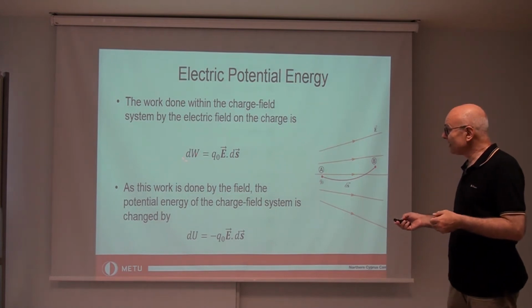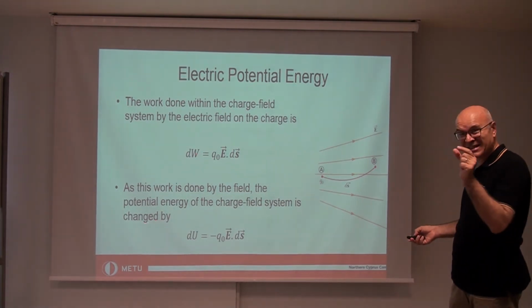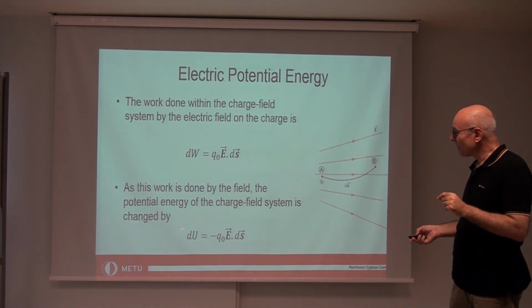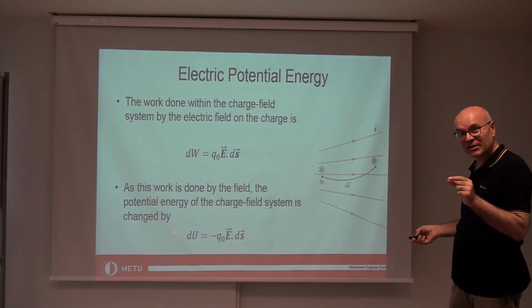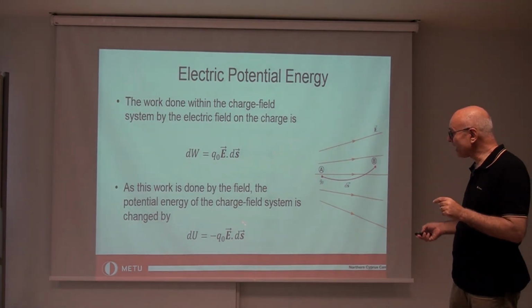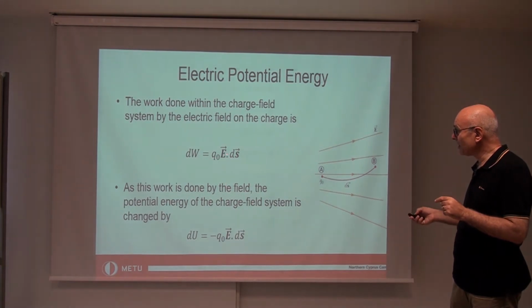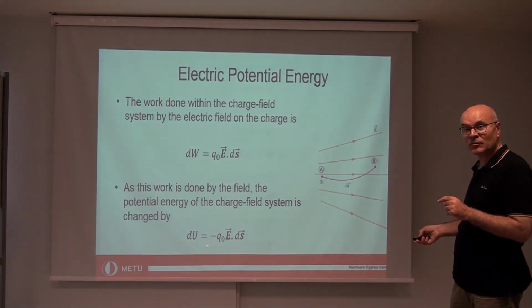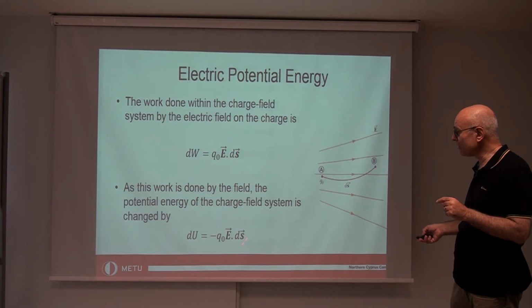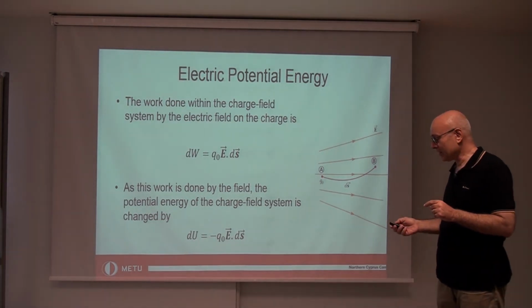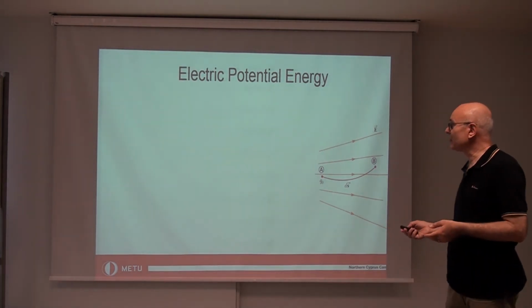So here it is dW, because it's a small infinitesimal work, therefore there is an infinitesimal change in the potential energy, dU, equal to minus dW, minus Q naught E dot ds. This is the force dot ds, so it's minus this.